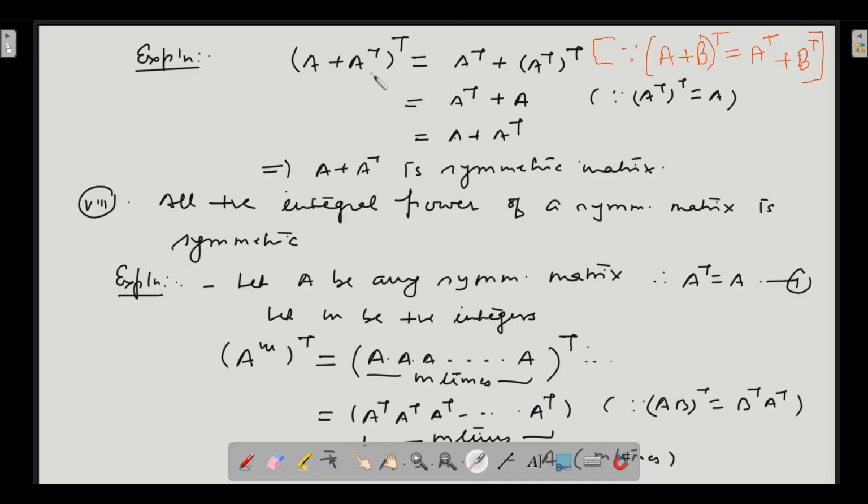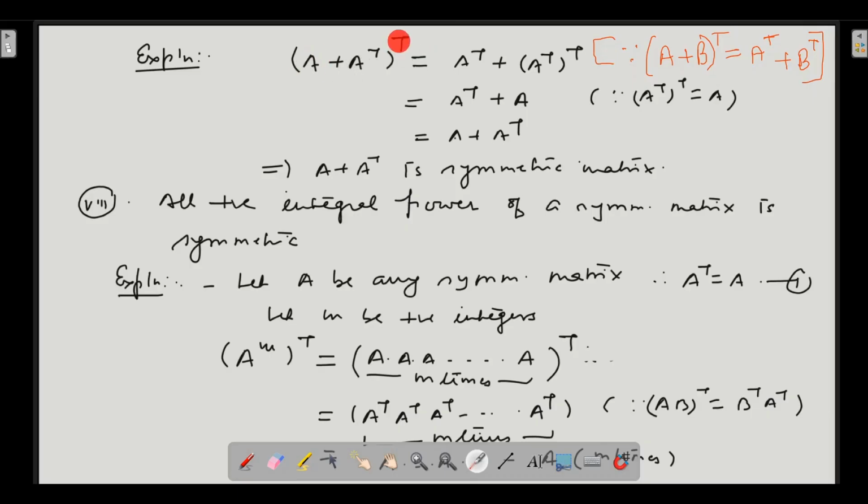Let us see how to show this. (A plus A transpose) whole transpose is equal to A transpose plus (A transpose) transpose. Now, where did this come from? It came from this property: (A plus B) whole transpose is equal to A transpose plus B transpose. From here it came.